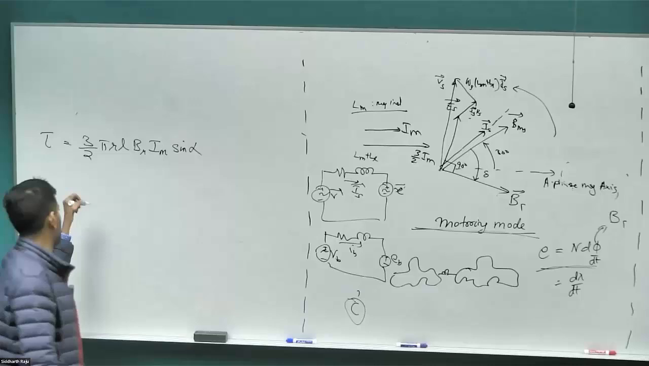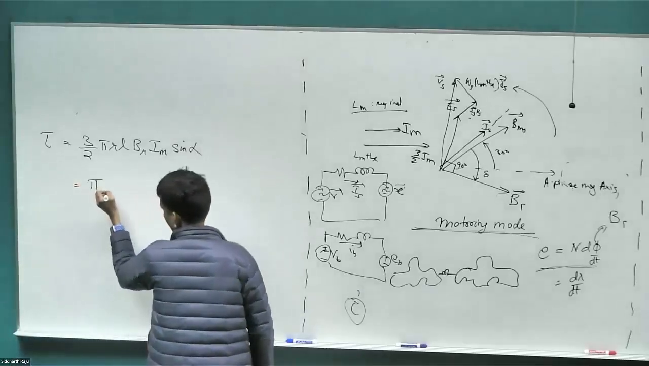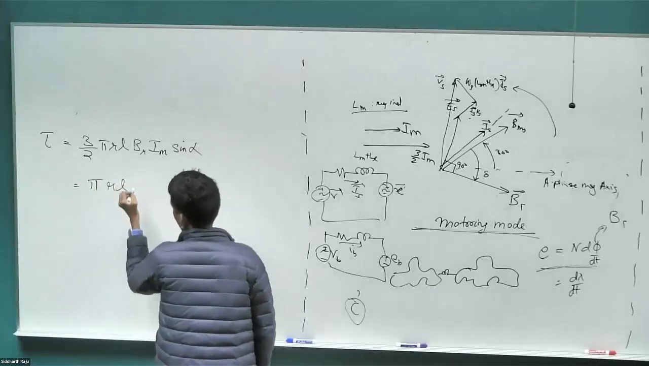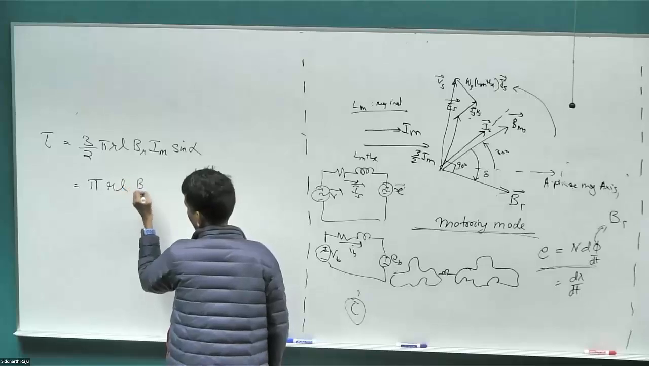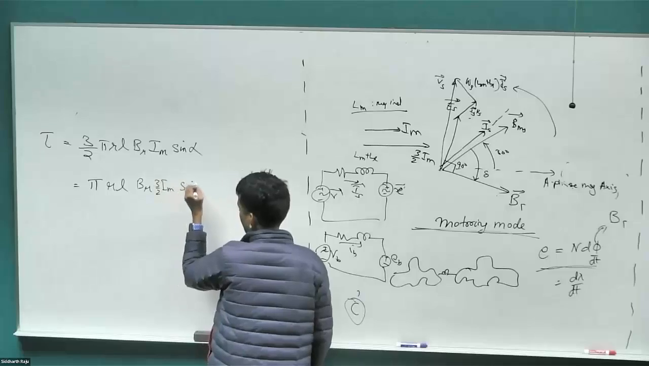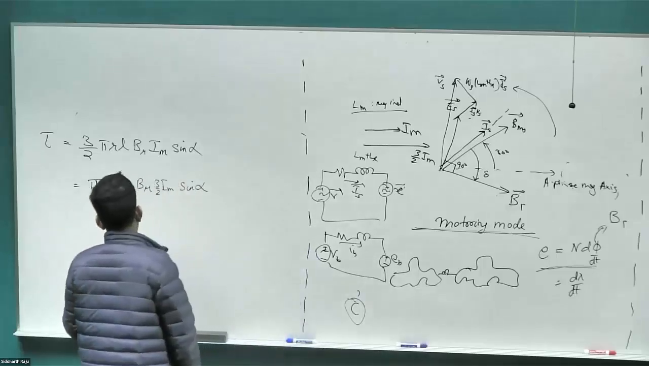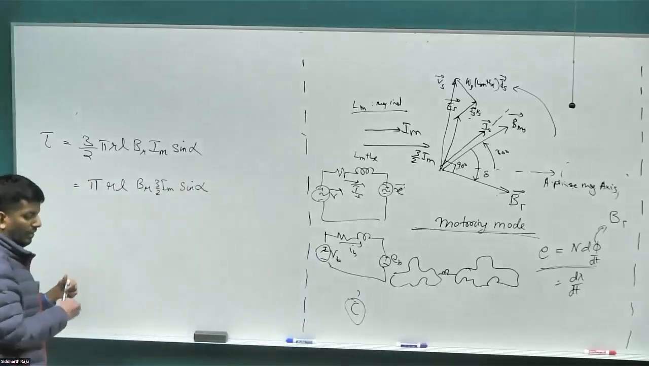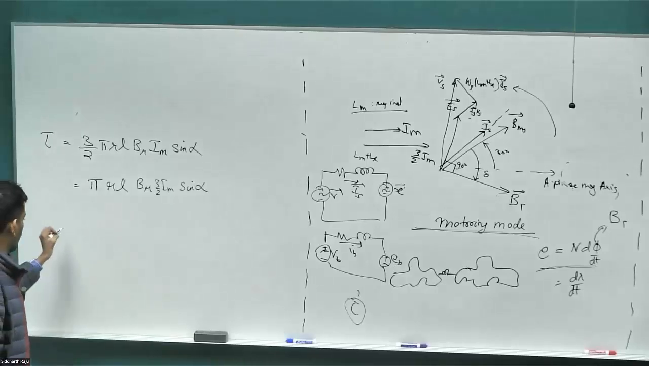We can rearrange these terms a little bit and clean it up. Pi times RL times BR times 3 by 2 IM times sine of alpha. Now this expression that we have here looks nothing like what we had for our Lorentz force equation.